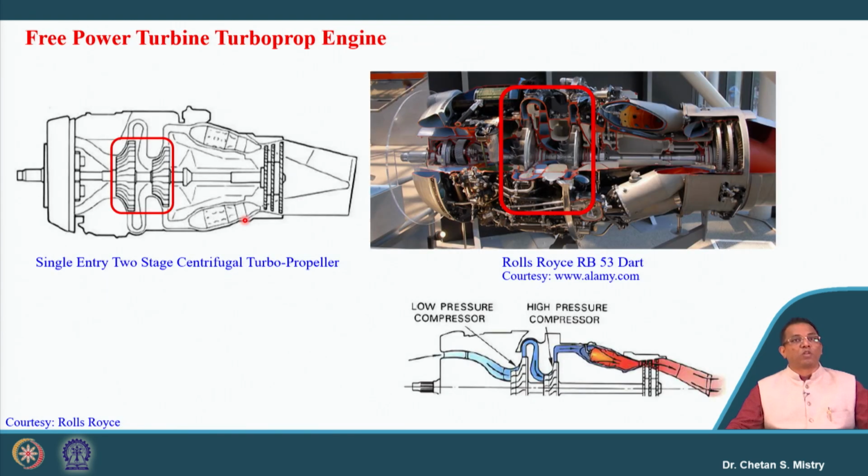Okay, now let's look here. This is representing the Rolls-Royce RB53 Dart engine, where if we look carefully, we have our inlet, followed by two centrifugal compressors. They are connected such that the flow enters axially and goes out radially.